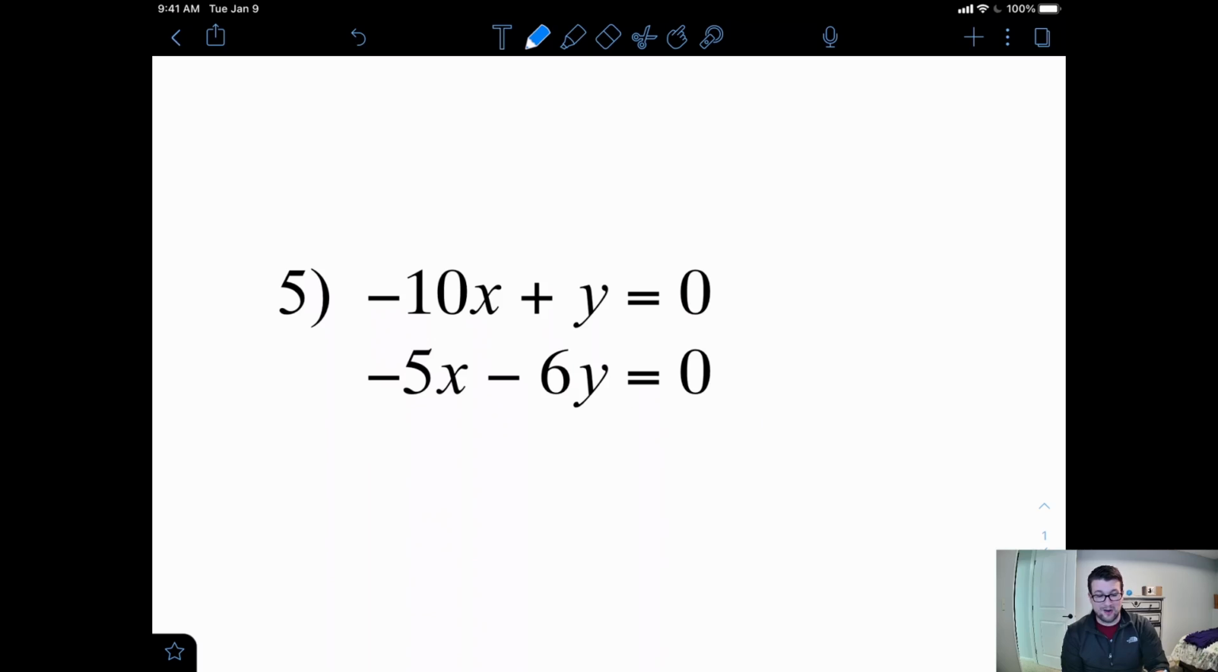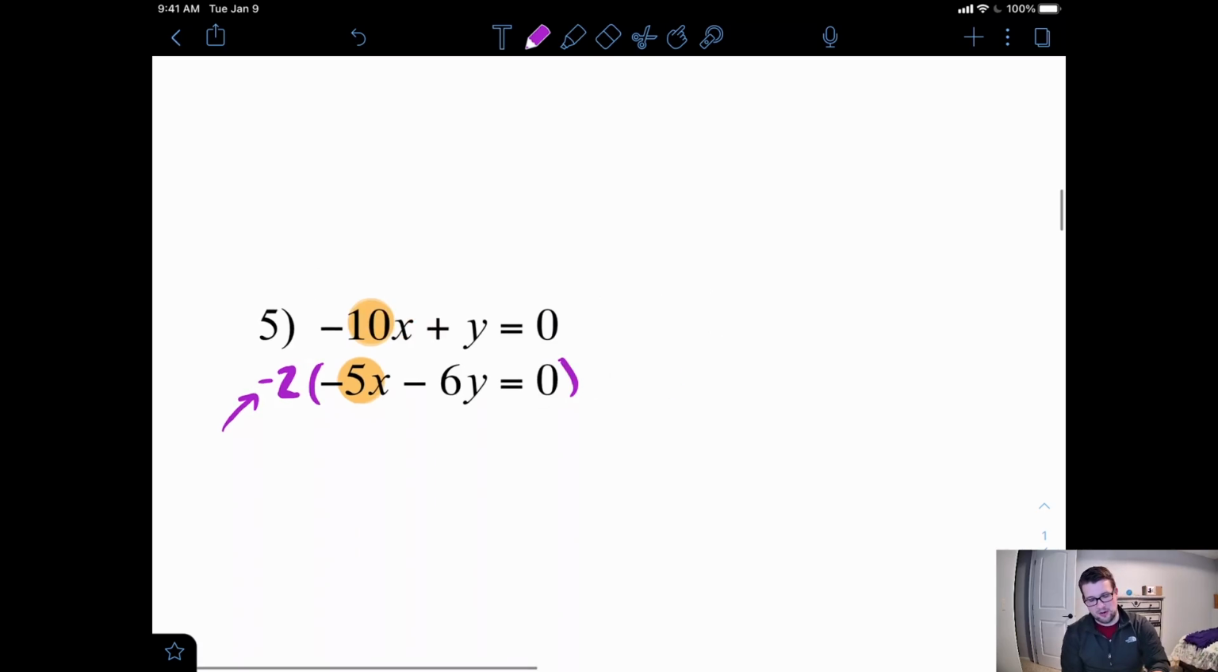Now, right now, the x's aren't going to cancel because they're not the same number. One's 10 and one's 5, and actually they're both negative. So what you need to do is figure out, how do I turn the smaller number into the opposite of the bigger one? And in this case, to turn a 5 into a 10, you would multiply by 2. But since they're both negative, we want to flip one of them to positive, so I'm going to make it a negative 2.